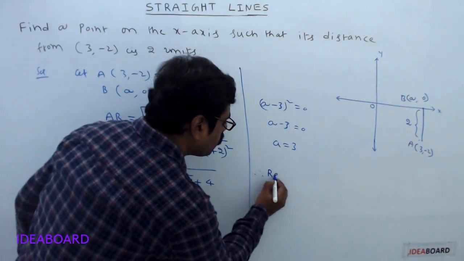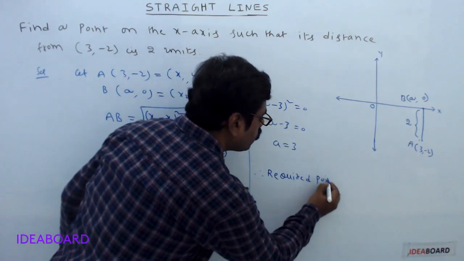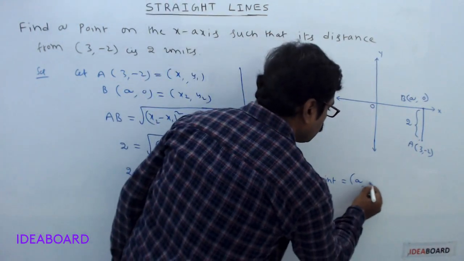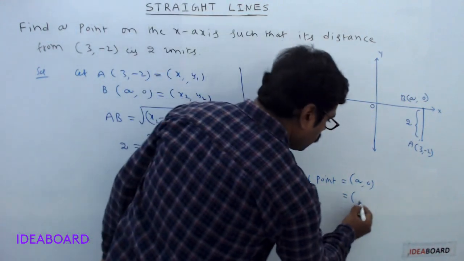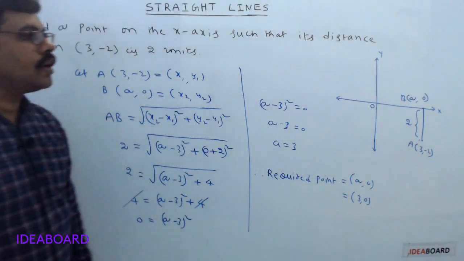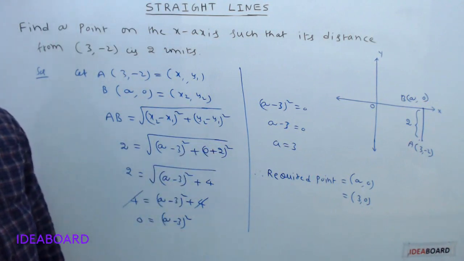Therefore, the required point is, what is that point? (a, 0). In place of a, you can substitute the value 3. So it is (3, 0). So what is your final answer? The required point on the x-axis is (3, 0).